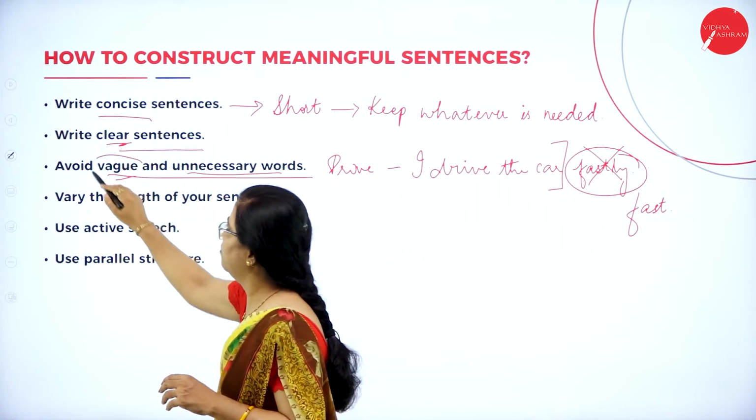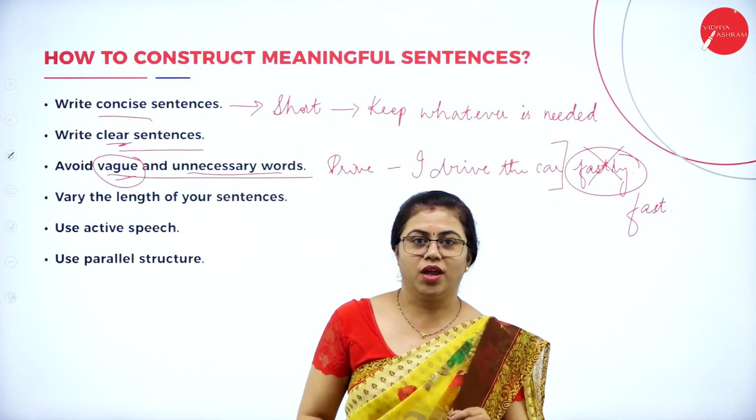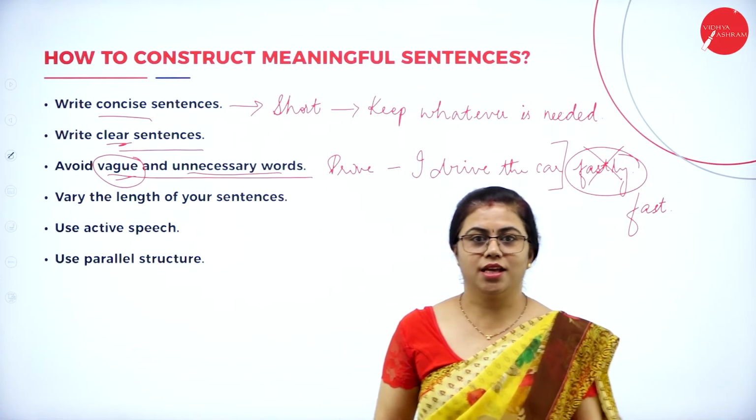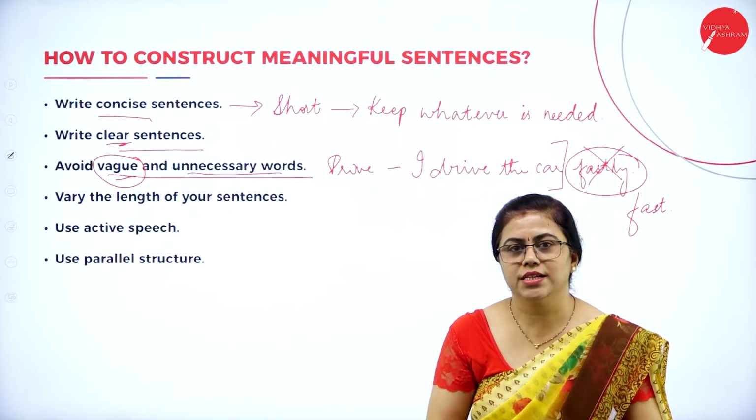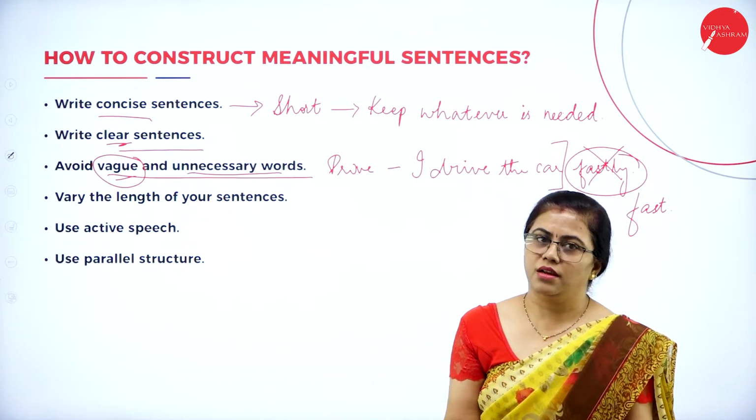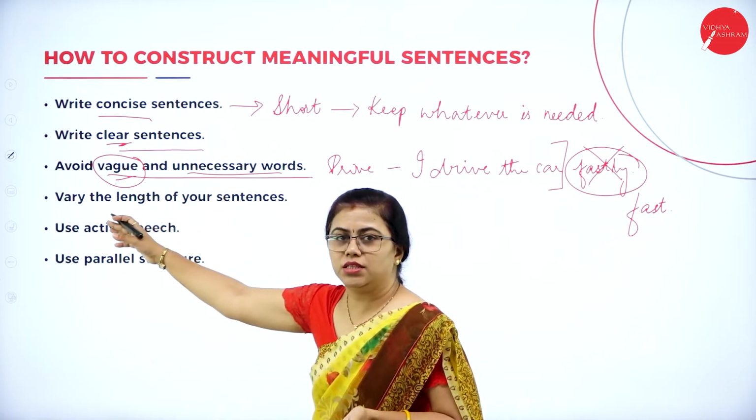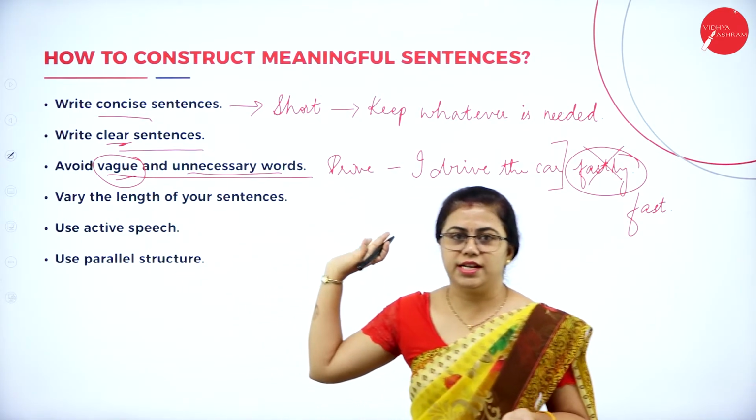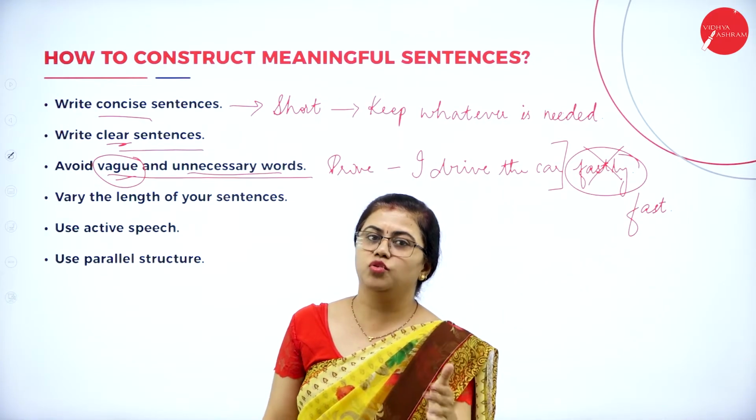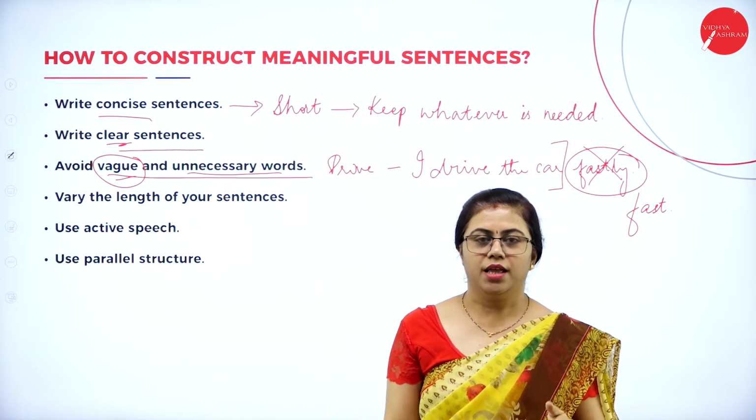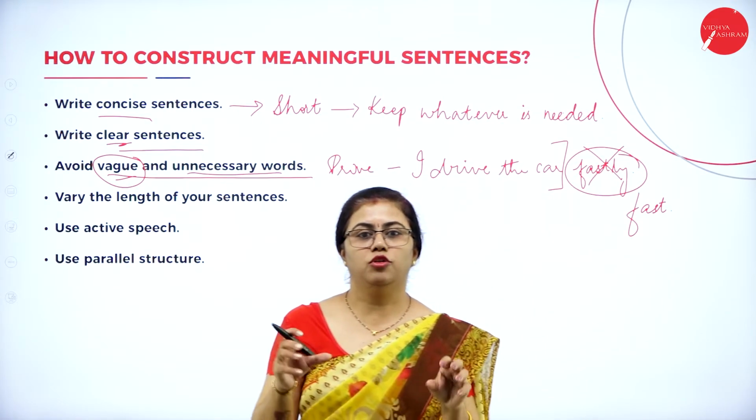Vague is some word that creates confusion. You don't know the proper meaning of a word and you end up using it. That creates a wrong meaning. So this is actually the wrong way of framing a sentence. Do not use unnecessary words. Do not use words that create confusion in the examiner's mind, because whenever they value, they look for proper meanings.